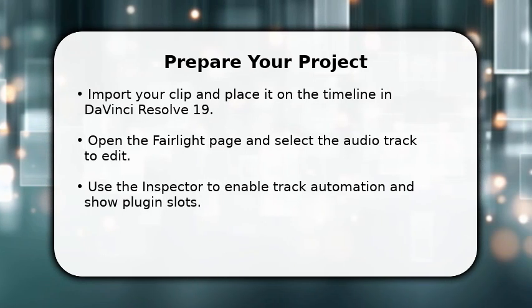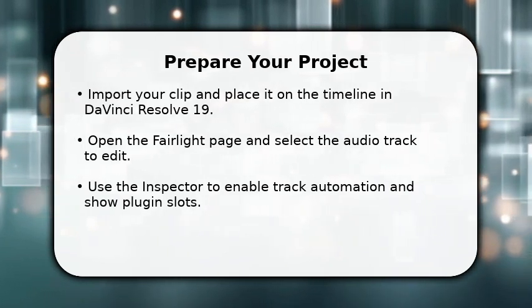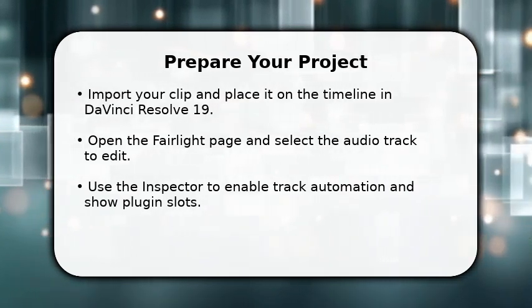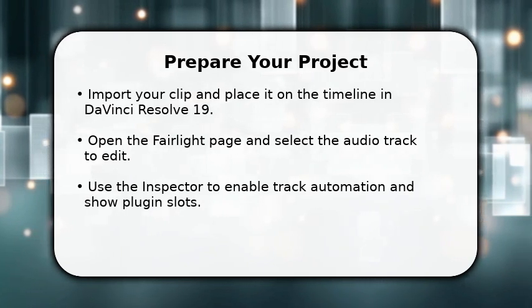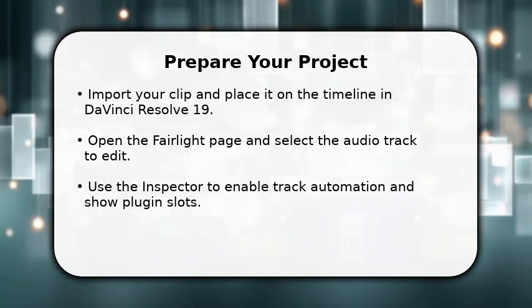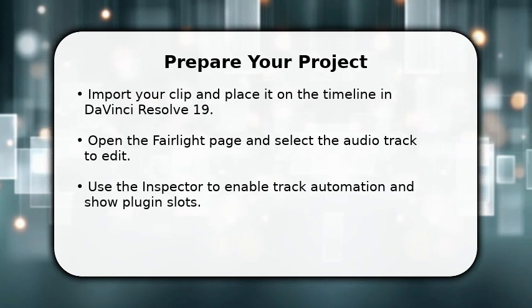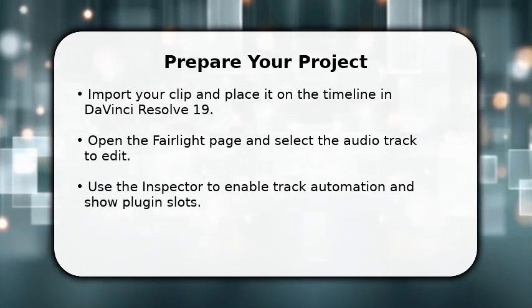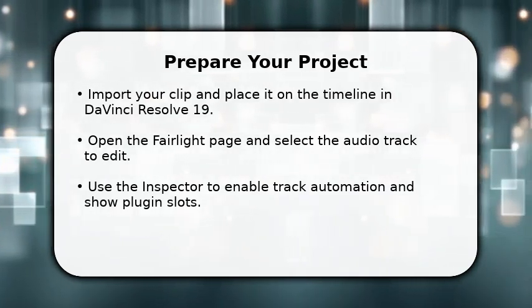Click the EQ and Dynamics buttons to reveal plugin slots. Insert an empty noise reduction plugin in the first available slot. Solo the track to focus on noise only. Insert the noise reduction plugin into the slot you opened earlier on the track.